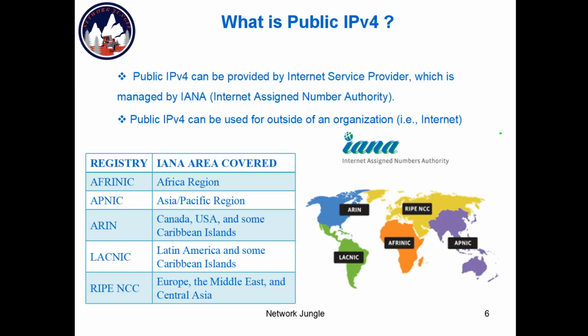Next we will talk about the public IP. Public IP is provided by the internet service provider, which is managed by IANA. IANA covers the 5 regions of the world: Africa, Asia, Canada, Latin America, and Europe. It can be used outside the organization, that is the internet.